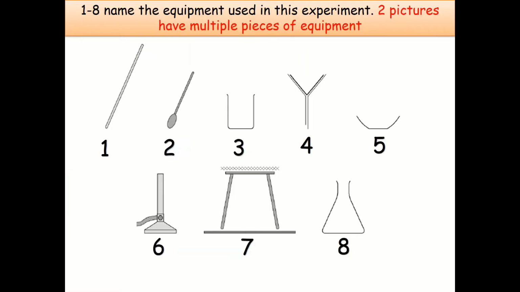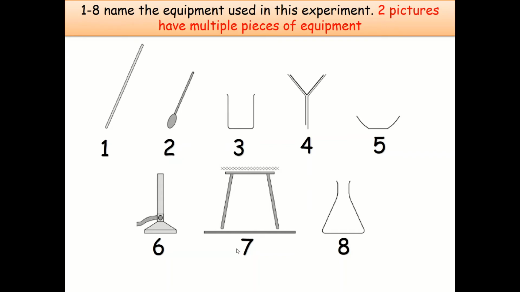Here we have pictures of the equipment used in this experiment. What I want you to do is to write 1 to 8 on your piece of paper and try to identify as many of these pieces of equipment as you can. 2 are a little bit harder. They are pictures with multiple pieces of equipment on them. Pause the video now and try to name as much as you can.